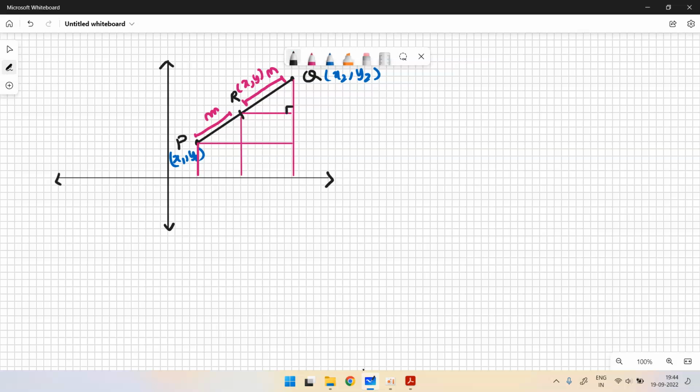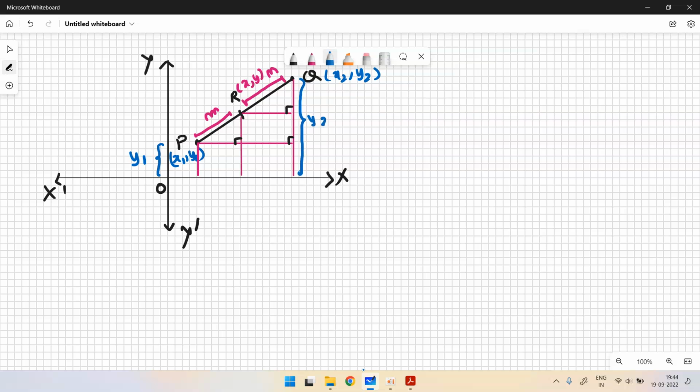This is also 90 degree, this is also 90 degree, this is also 90 degree. Now what is this? This is for P, x1, y1, so this length is y1. I am saying that this is x dash, this is origin, y dash, this is y1. This whole length is for x2, which is x2, y2, this is y2.